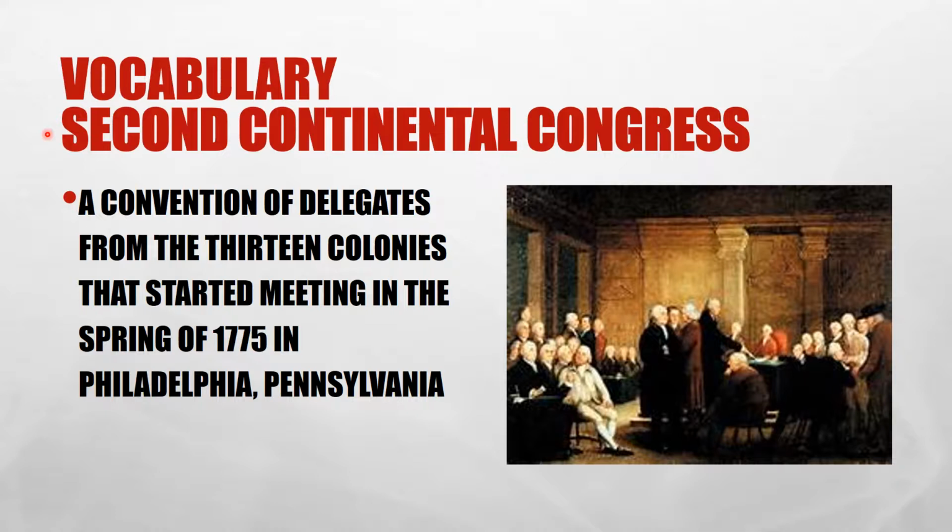The first vocabulary word is Second Continental Congress, which is a convention of delegates from the 13 colonies, so people that represented each colony. They started the meeting in the spring of 1775 in Philadelphia, Pennsylvania. So this is a painting that shows all of the different representatives talking about politics, what's going to happen with their new world.